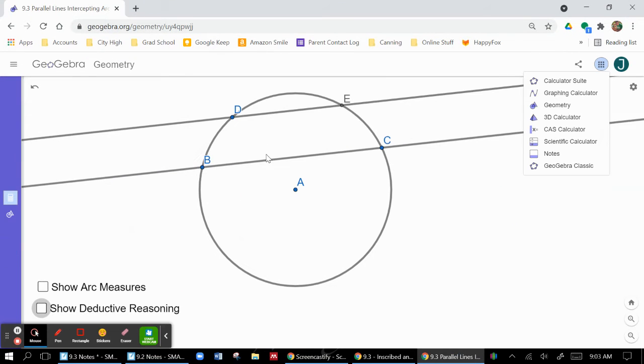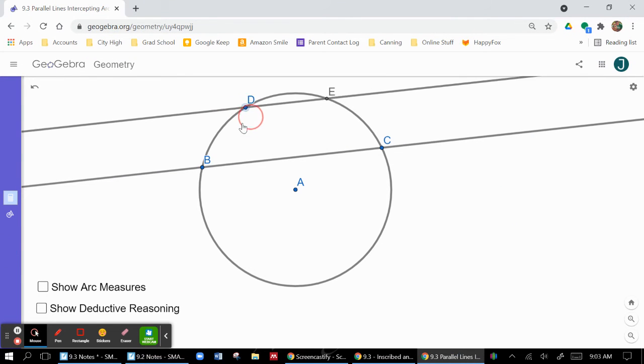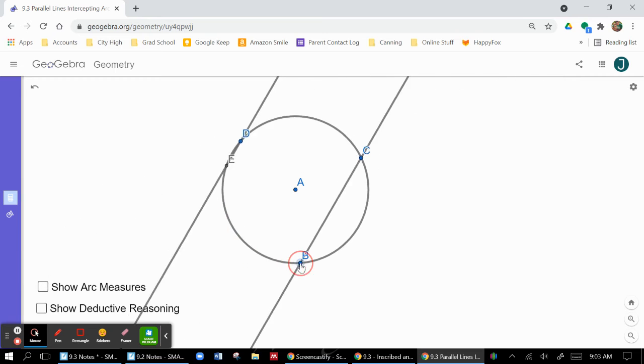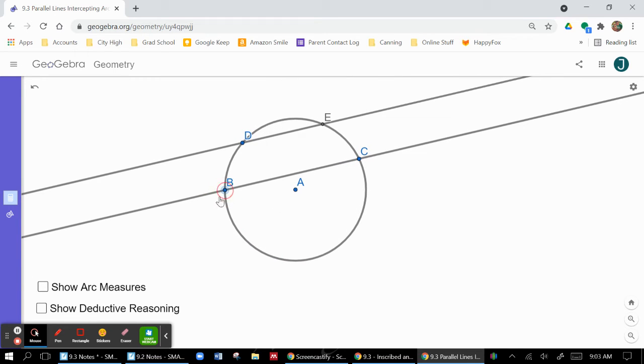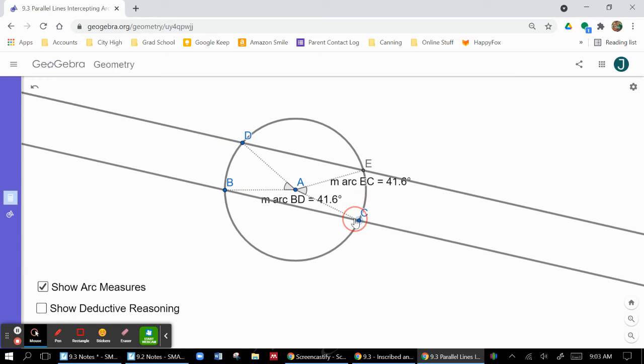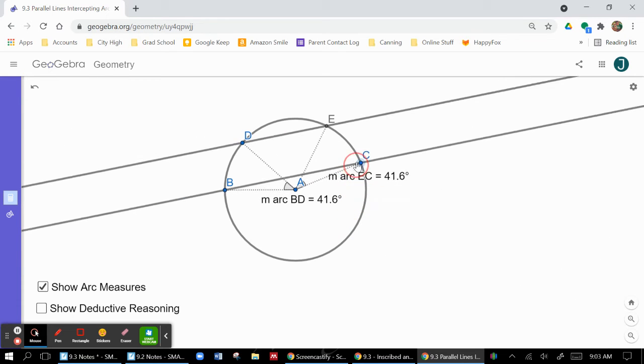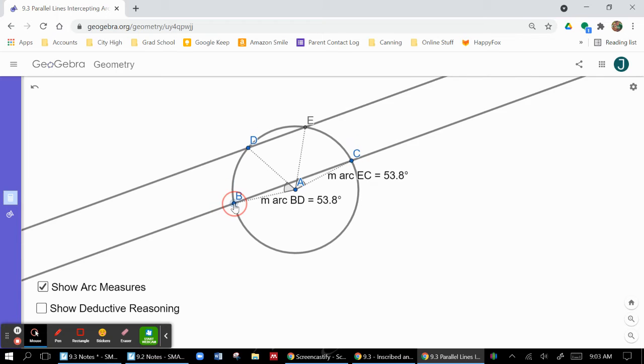So here I've got a dynamic version of this that moves around. I can change the distance between them, all sorts of fun stuff here. And we'll just go ahead and show the arc measures. Remember, the arc measures are the same as the central angle, so I'm really measuring the central angle measures here. And you can see that they are equal to each other. It doesn't really matter what I do. They stay equal because the lines are parallel.